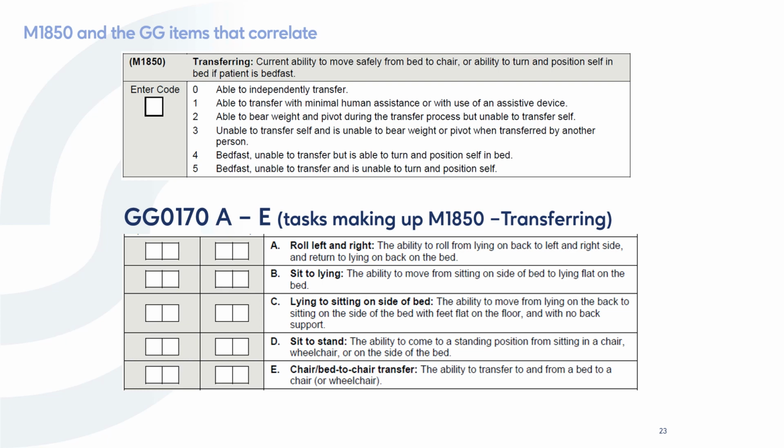And the other thing is, in this transferring test, we go from someone being able to independently transfer. We obviously have an ambulatory kind of person, and then boom, in your codes 4 and 5, now we have a bedfast person. Like, well, where did they come from? So there's also different levels of mobility involved here. So we need to make sure that if we're marking someone as being bedfast in M1850, that all of a sudden when we come down to GG0170 A through E for items D and E, they should not be having the ability to sit to stand or do chair, bed to chair transfers, because they're bedfast.